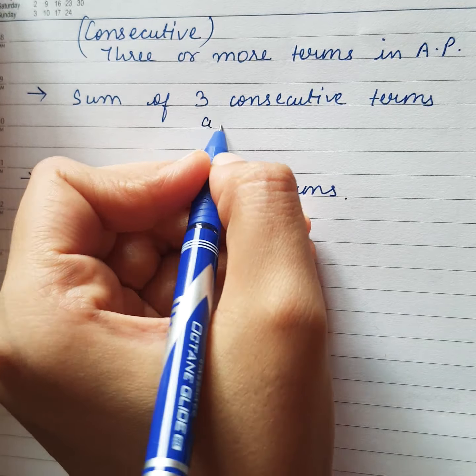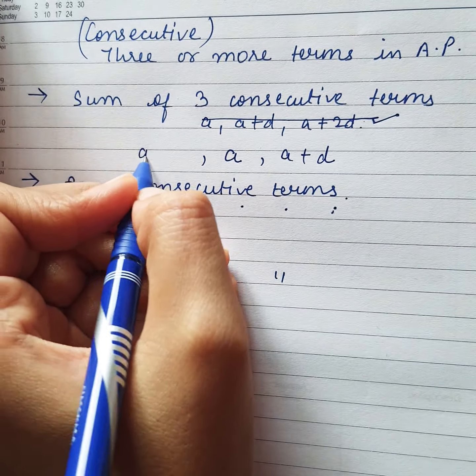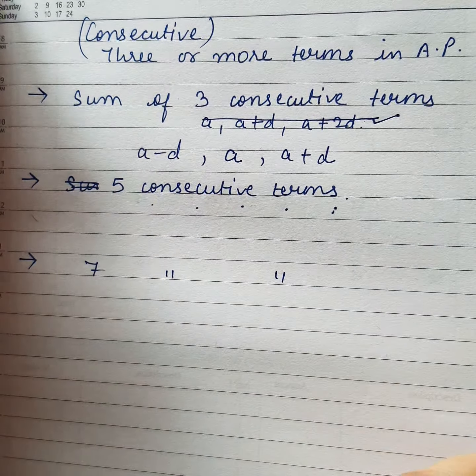So we select, this is not wrong, this is correct, but this will make the calculations very tedious. So we select our terms very smartly, and instead of this set, I will select my consecutive terms to be A plus D and A minus D, one term before. Alright. Same way, if I have to select 5 consecutive terms, I will select A plus D, A minus D, then here A plus 2D and A minus 2D. 1, 2, 3, 4, 5. 5 terms, continuous terms, and they are in AP.